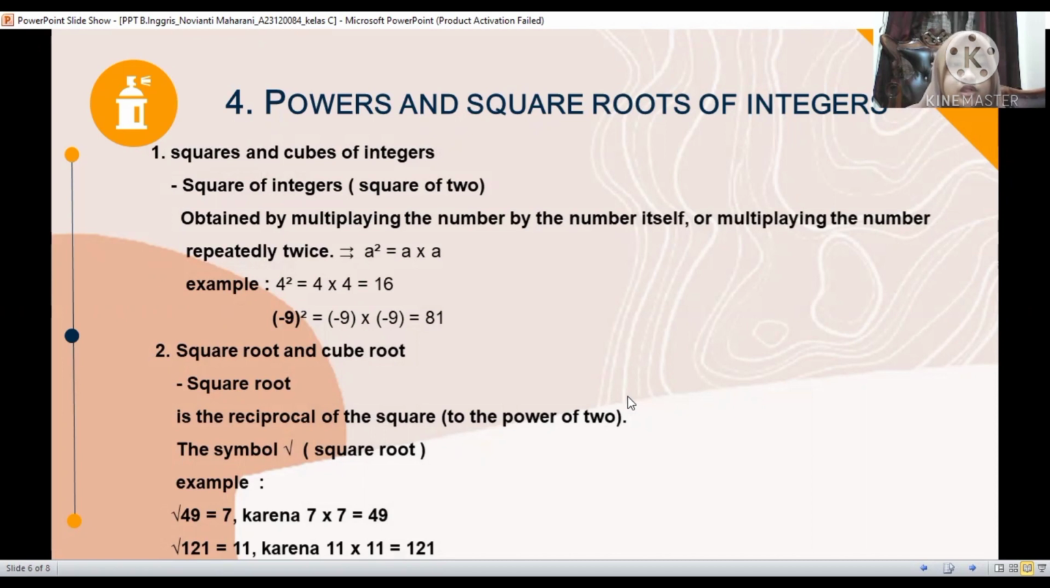2. Square root and cube root. Square root is the inverse of the square, the power of 2. The symbol is the square root sign. Example, the square root of 49 is 7 because 7 times 7 is 49. The square root of 121 is 11 because 11 times 11 is 121.